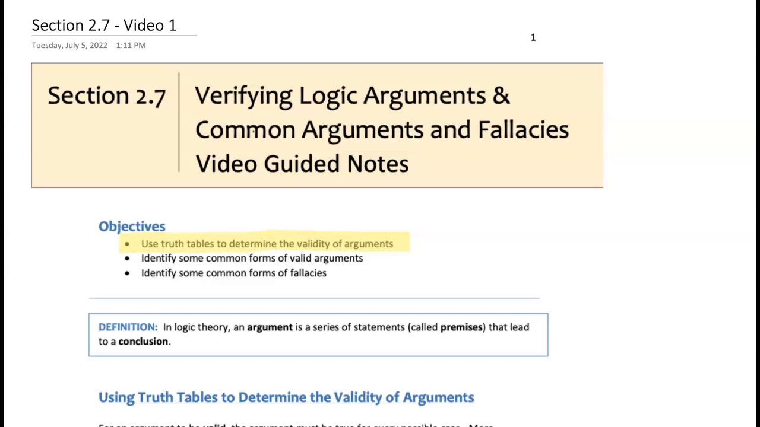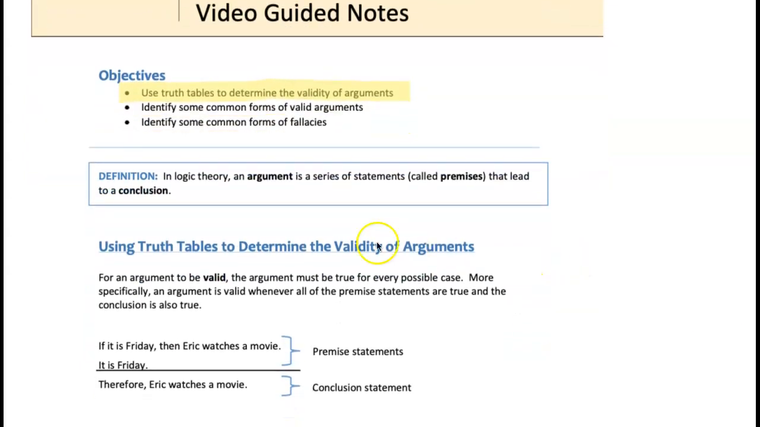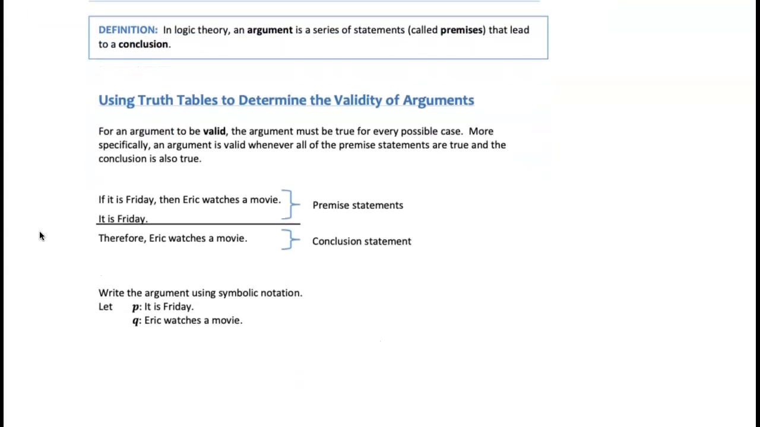Section 2.7, Video 1, Verifying Logic Arguments. In this video, we will cover the objective of using truth tables to determine the validity of arguments. In logic theory, an argument is a series of statements called premises that lead to a conclusion. We're going to use a truth table to determine whether an argument is valid or invalid.